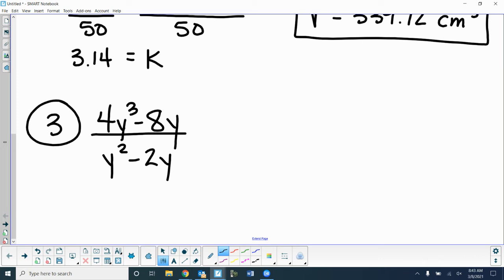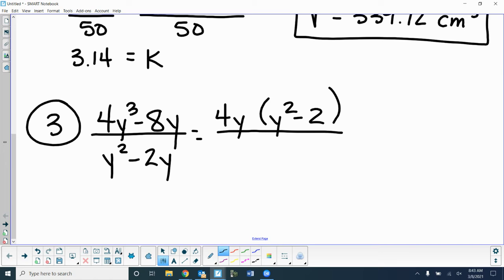Alright, so the first thing we do when we factor is look for GCFs, and there is a GCF in the top and the bottom. So what's the top GCF? 4y. Okay, then there should be two terms in my parentheses because there's two terms to start with. What's 4y cubed divided by 4y? Y squared. What's negative 8y divided by 4y? Negative 2, right?